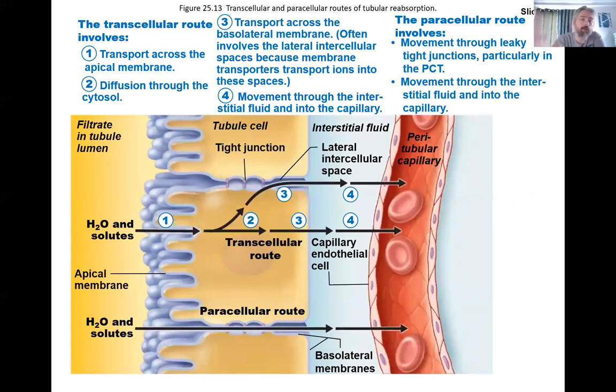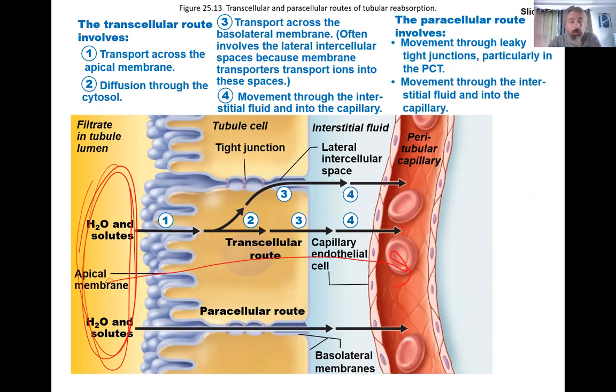And again, there's a lot going on here, but the basic idea behind reabsorption is that the stuff that's now in the filtrate, we want to bring back into the blood. We want to reabsorb it back into the blood. How it gets there is largely unimportant for our purposes.